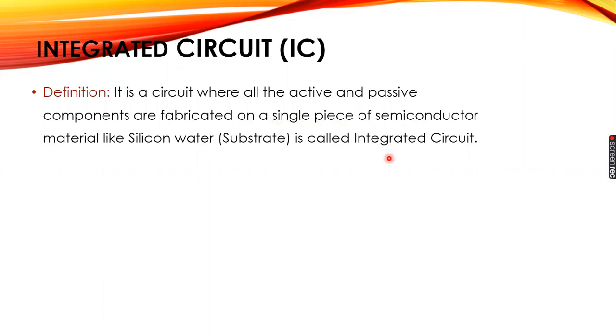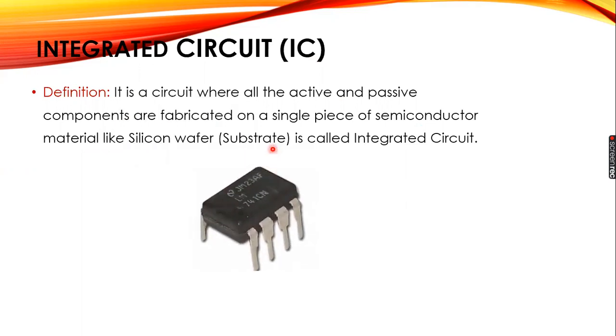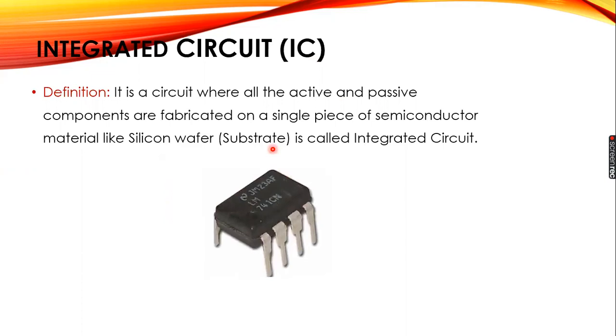Once again, integrated circuit, simply we call it IC, is a circuit where all the active and passive components are fabricated on a single piece of semiconductor material like silicon wafer. This silicon wafer is nothing but the substrate. So an IC will look like this.